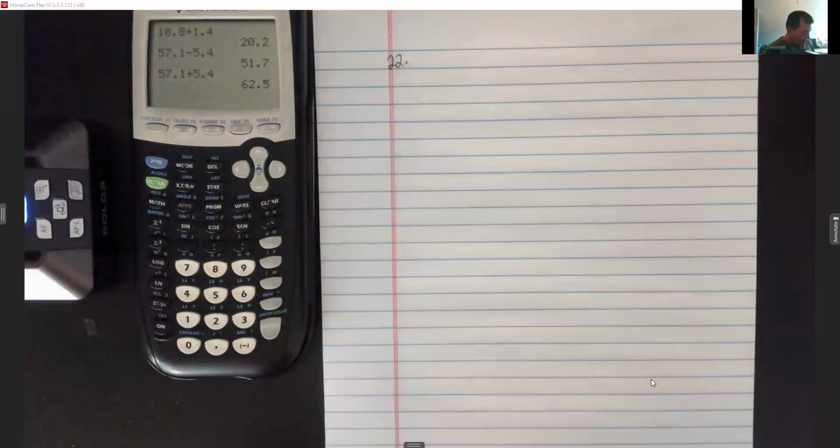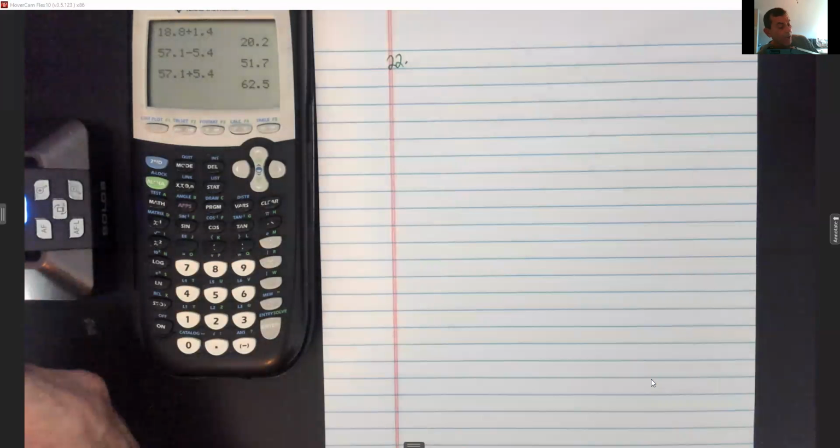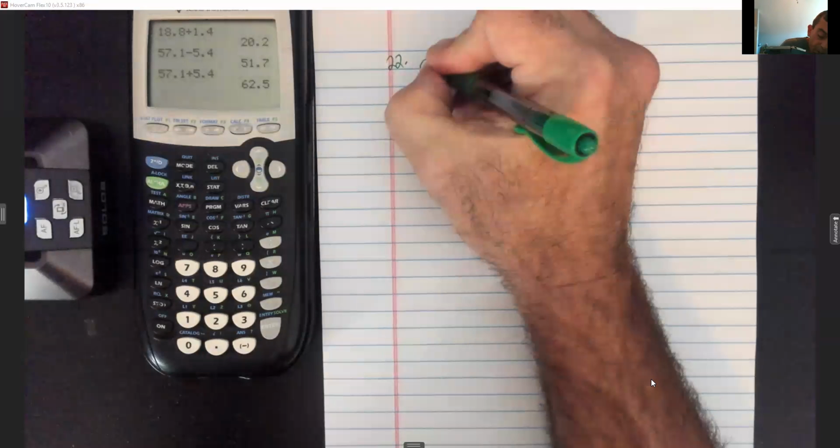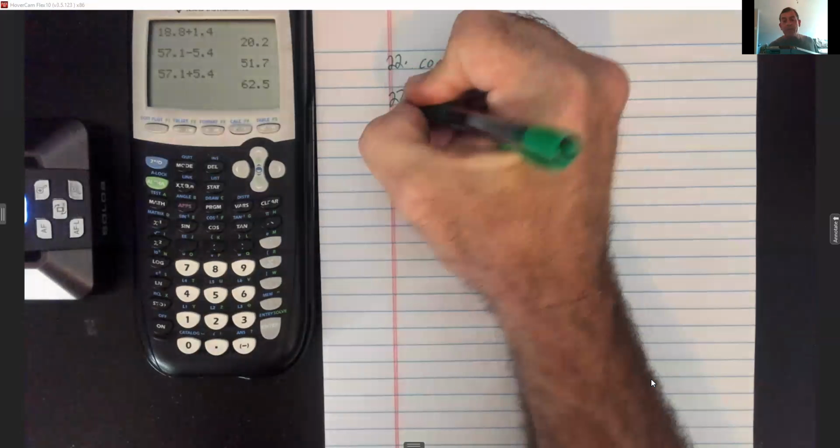All right, y'all, what are we on? 22. Identify which type of sampling is used in the example below. To avoid working late, a quality control analyst simply inspects the first 100 items produced in a day. That would be what we would call convenience. He's choosing what's convenient for him to use to get his job done.